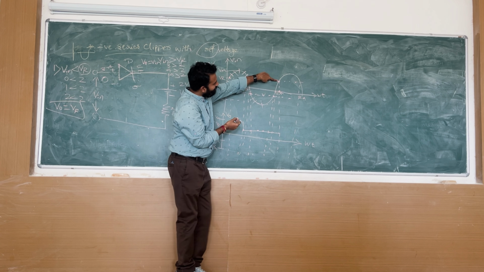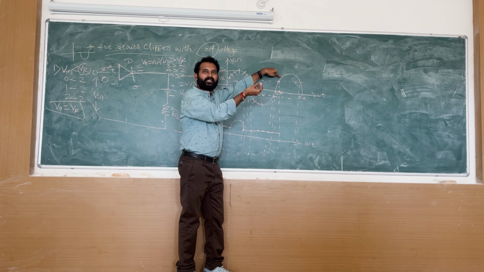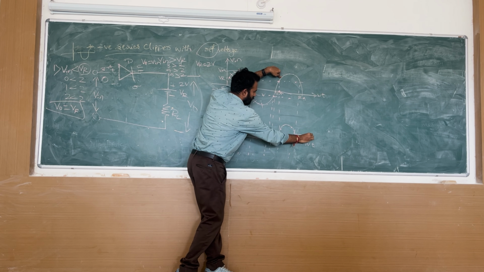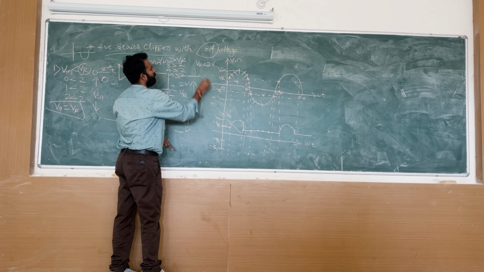Now again, at this point, my input becomes 3. 3 is greater than 2. What is your output? V in, which is 3, 3 only. So here it becomes 3, 4, 5, then 4, 3, 2. So join it. Again, it will become like this.